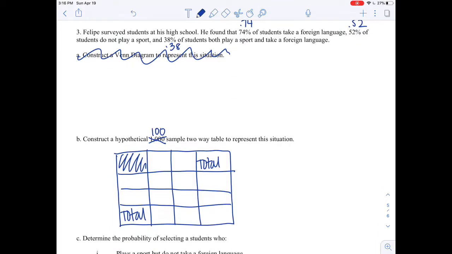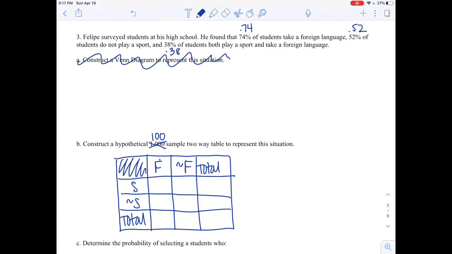So let's look at the 2 main things we're focusing on, foreign languages and sports. So somebody either takes a foreign language or does not take a foreign language, plays a sport or does not play a sport. It doesn't actually matter if you put the foreign language down the left and sports across the top, as long as you set it up so it's something and not something, something and not something, then everything else will kind of match up with the Venn diagram like we had mentioned before. And again, the advantage of the two-way table is you don't have to wait to fill in information. There's a spot for everything.